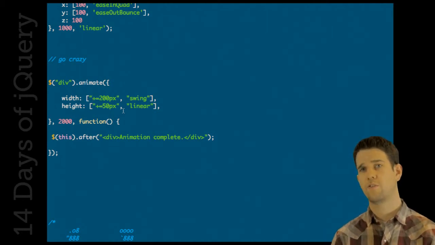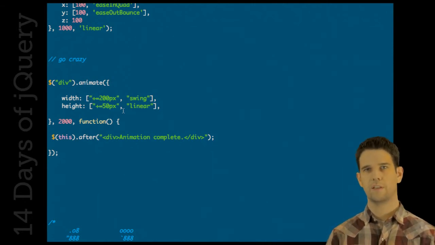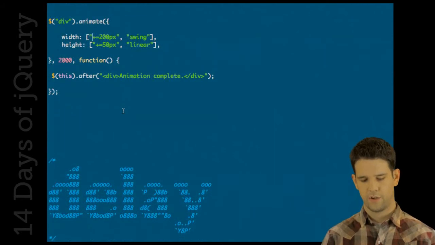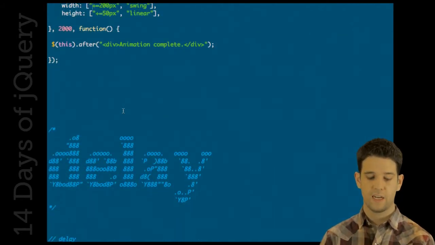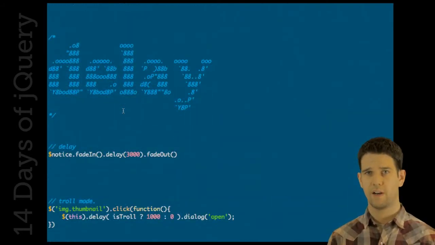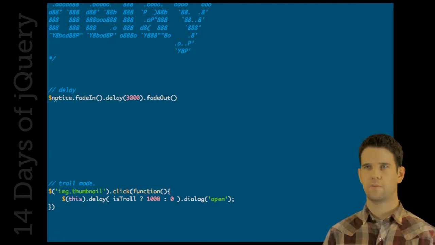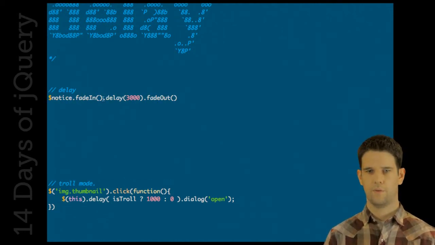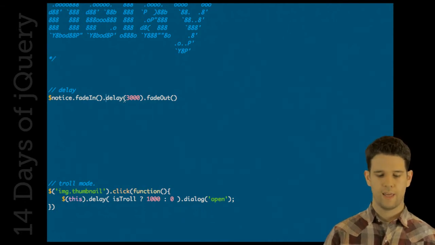Delay is another new thing, and this is something that everyone's wanted to do. People have written their own little hacks before, and this is a common one right here. I want to fade in a notice. I want to keep it up there for 3 seconds, and then I want to fade it out. So finally, we just have delay. People used to just animate the opacity to 1 for 3 seconds, even though it already was 1. Now we just have a really nice API for that.